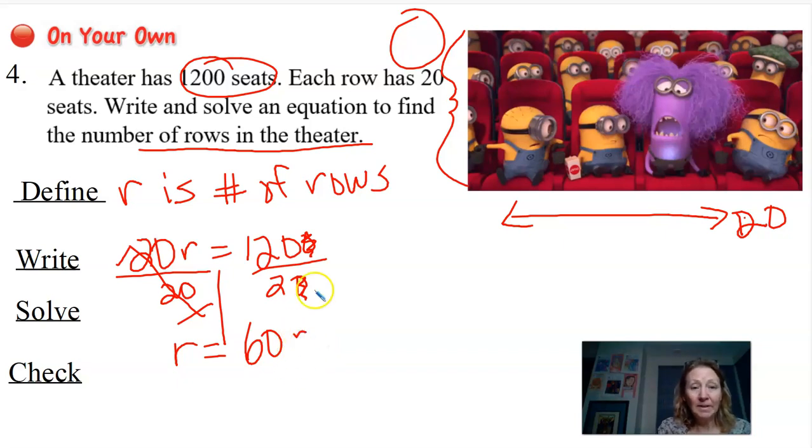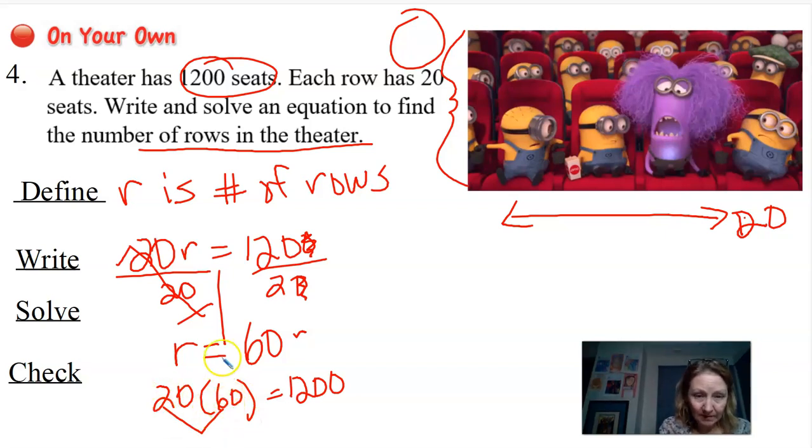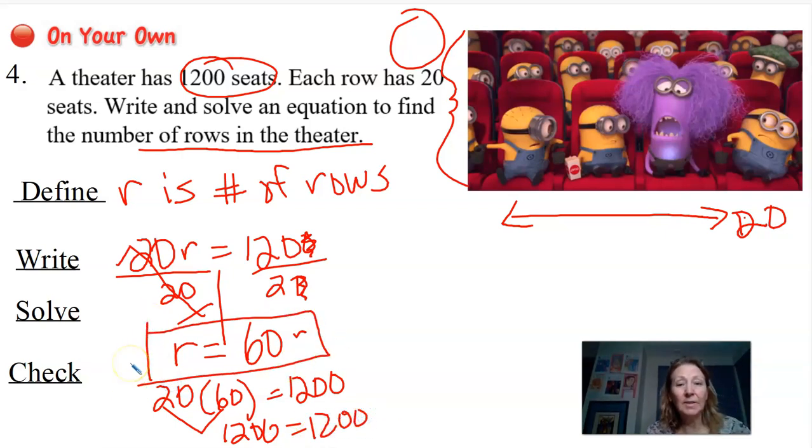And then I'm going to plug in to the original equation. 20 times 60 equals 1,200. Yes, 12 times 2 times 6 is 12 plus 2 zeros. 1,200 equals 1,200. So that is the correct solution. There are 60 rows.